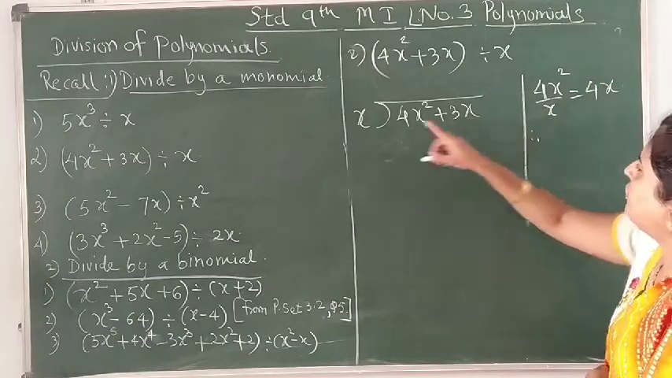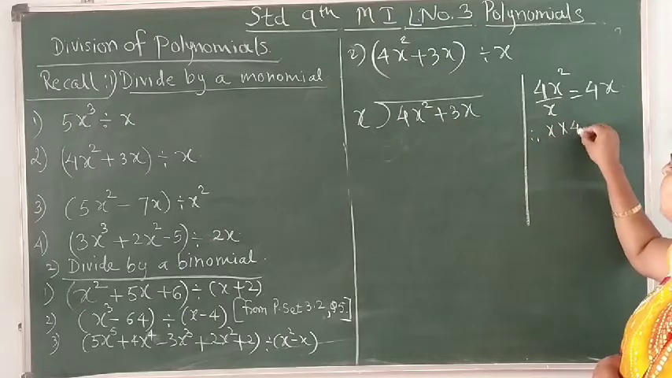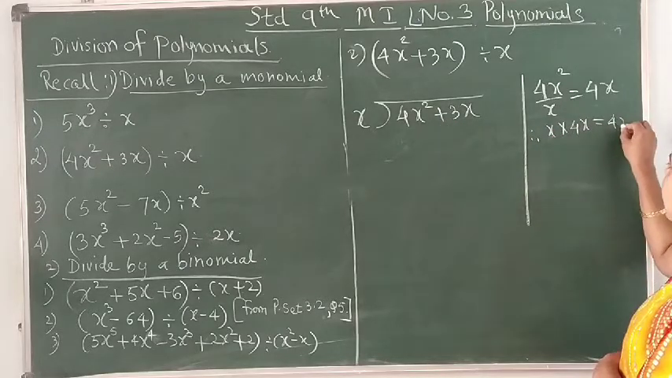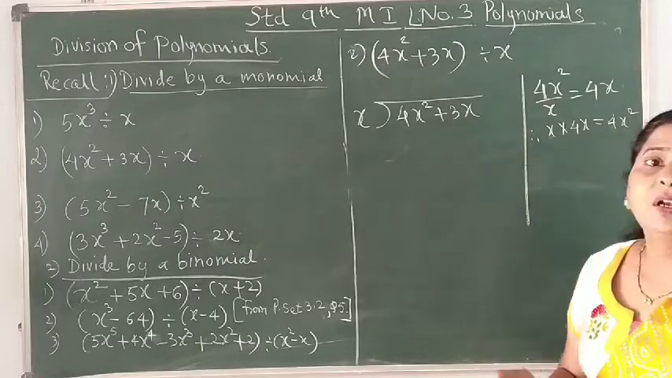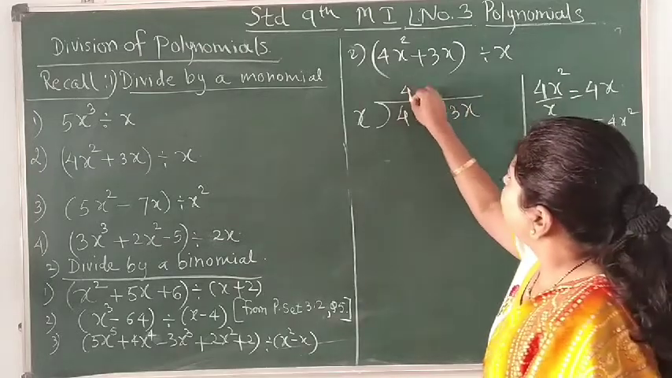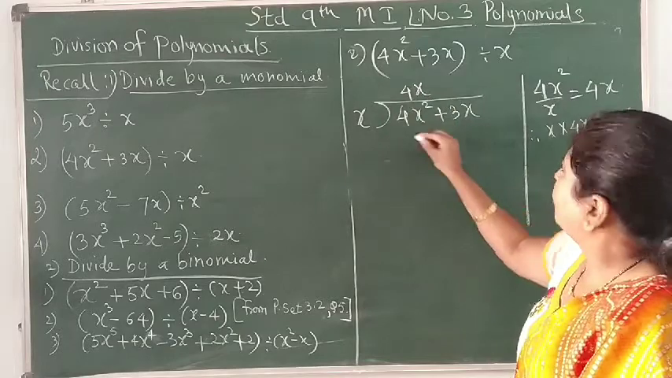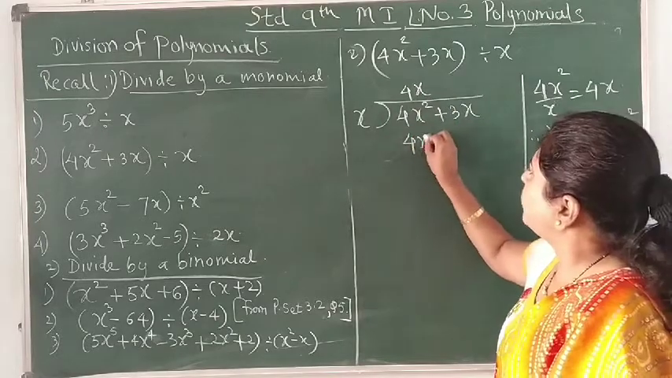So it means, if you multiply x with 4x, you are going to get 4x square, which is the first term of your dividend. So here you write this quotient part 4x and the product of this is equal to 4x square.